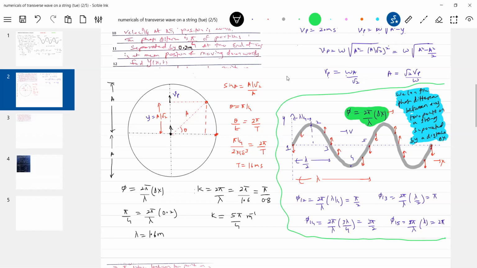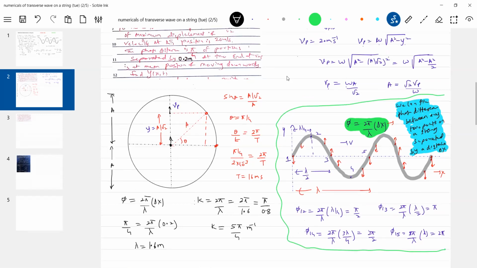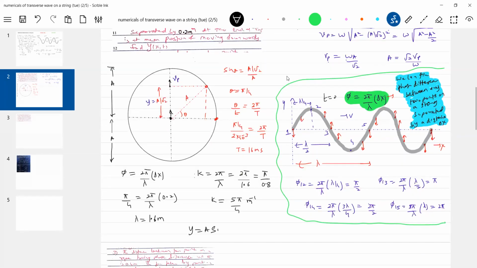Now I got it, so what is the wave equation? Now at t equals 0, the end of the rope is at mean position and moving downwards. I think I assumed the correct one, no? At t equals 0, I can also write it. The wave is propagating towards the right. So therefore, what is the wave equation I should go for now? Y equal to A sine.